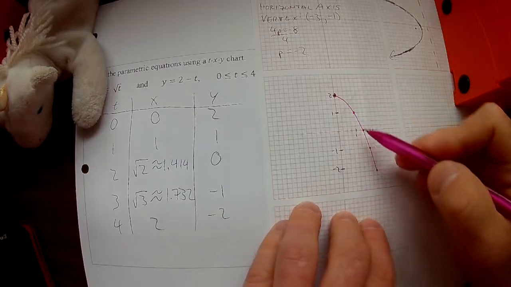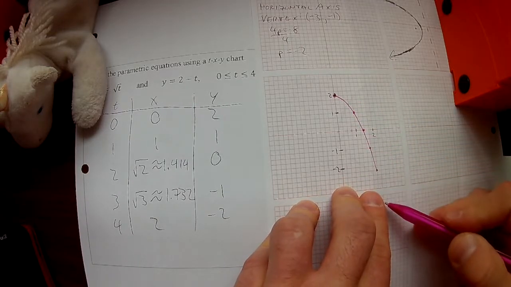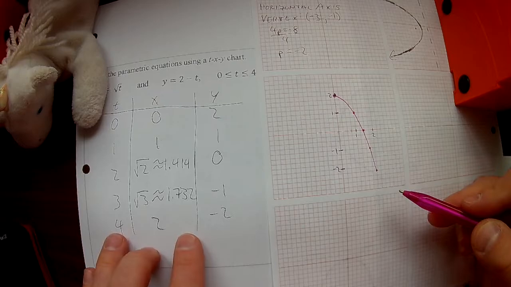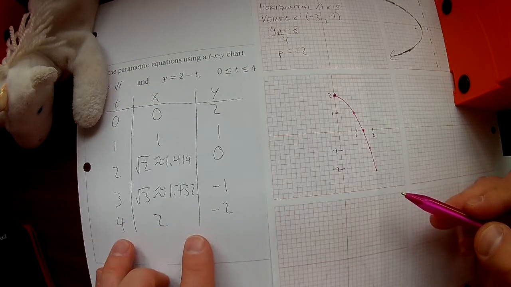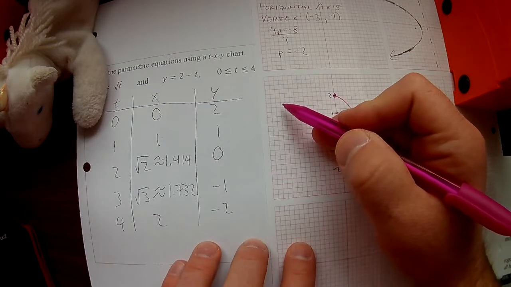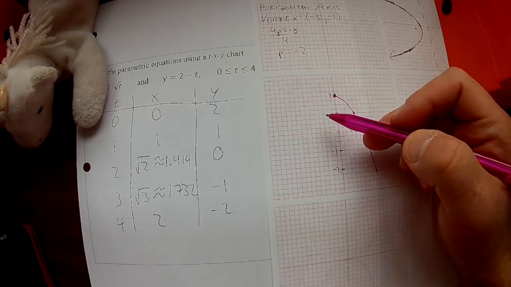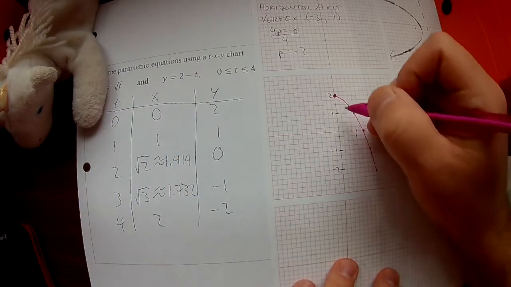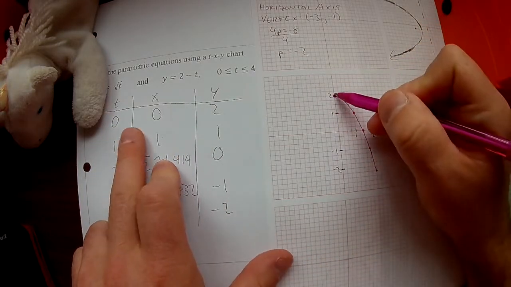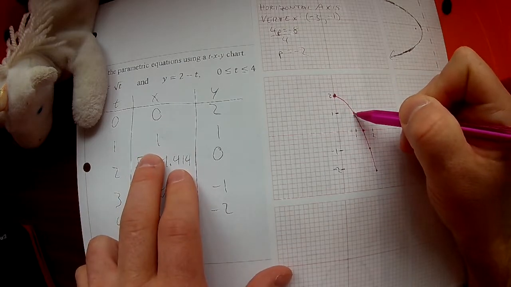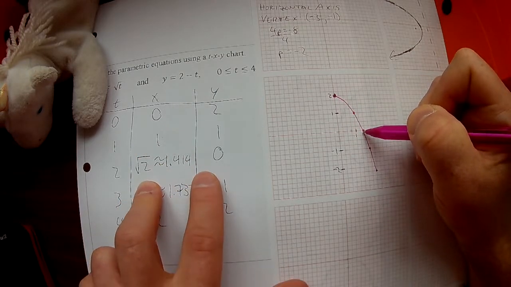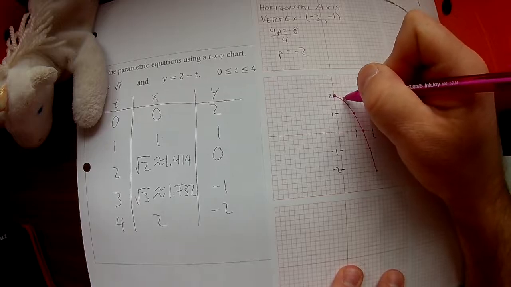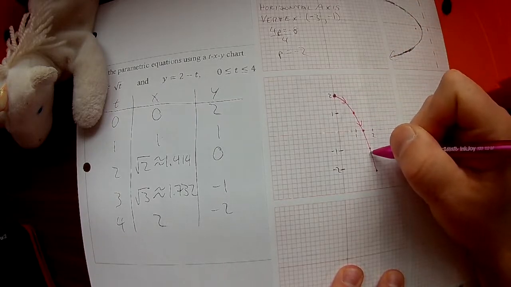Ah, cool. And I will point out that this is going to extend further down because I can make my t-values bigger, but it is not going to extend further to the left or up because I cannot make my t-values smaller. And then just tracing this, starting at 0, 2, 1, 1, root 2, 0. Okay, so it looks like I'm going this direction.